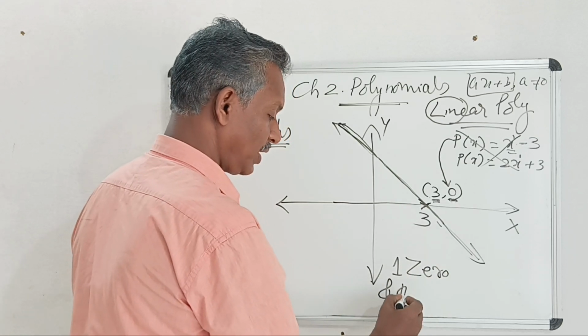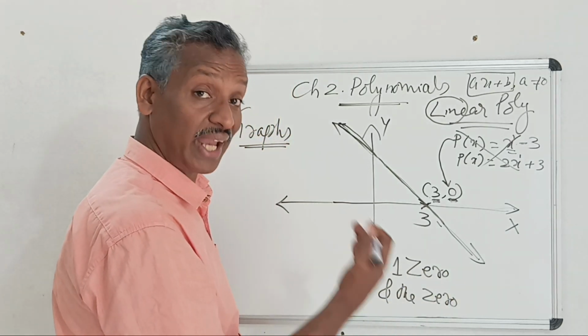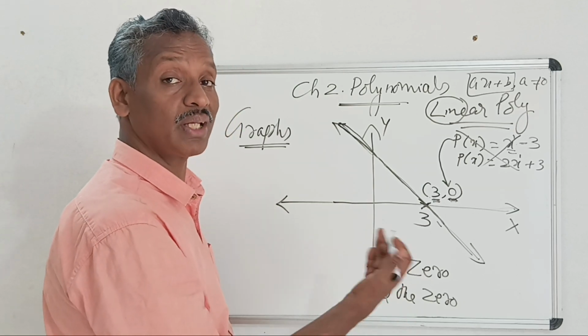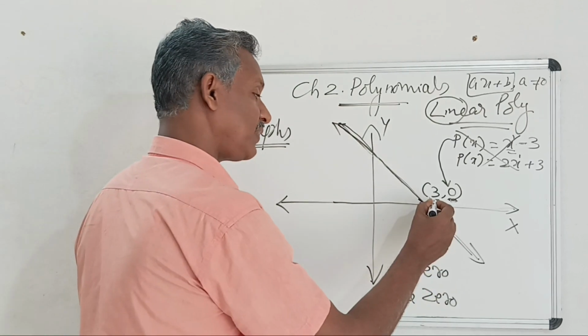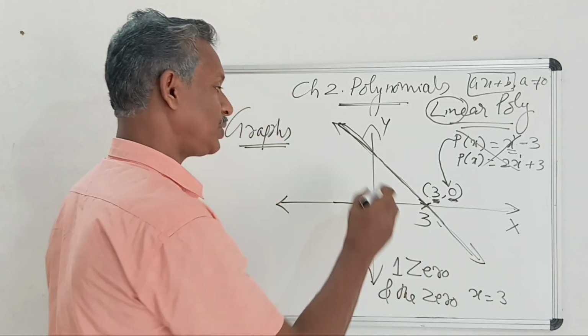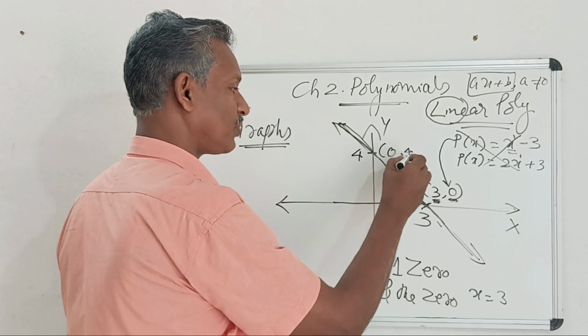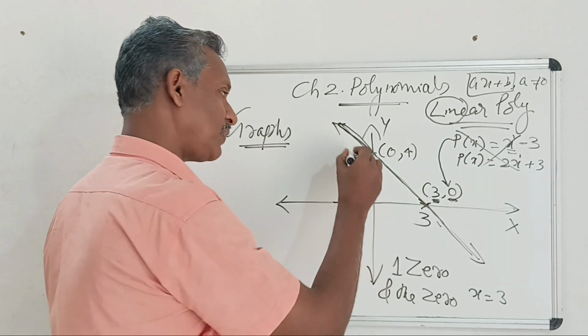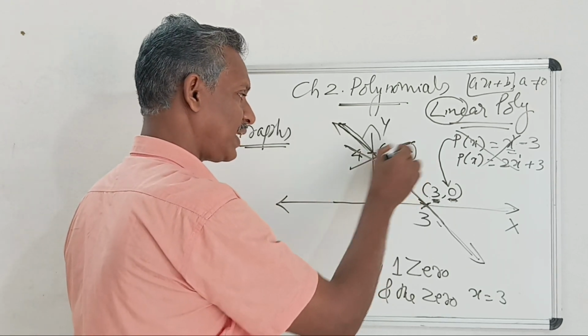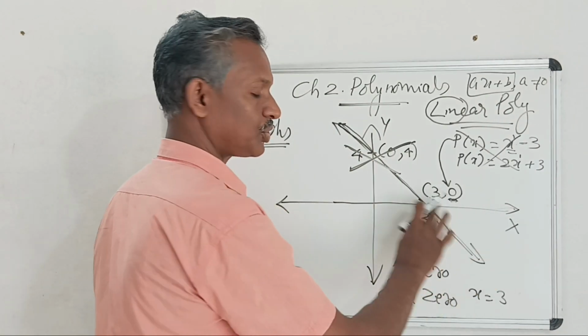And what is the zero? What is the value of zero? Zero means the value of x which makes the polynomial 0. What is the value of x? X is 3. To confuse you, they may give this as 4 and they may give (0, 4). Where it is intersecting with the y-axis, you should not count. Where it is intersecting with the x-axis, you have to count.